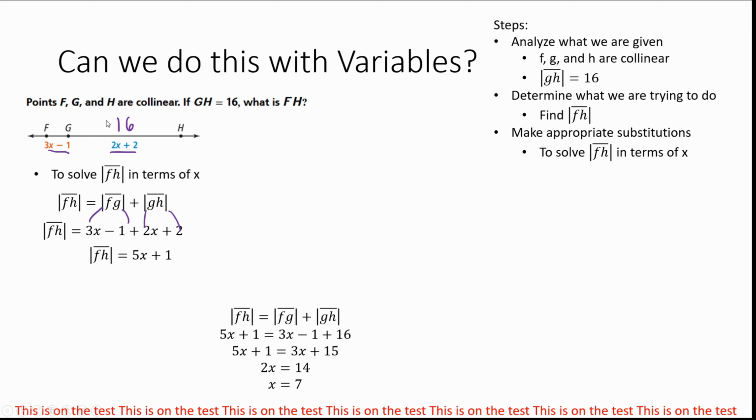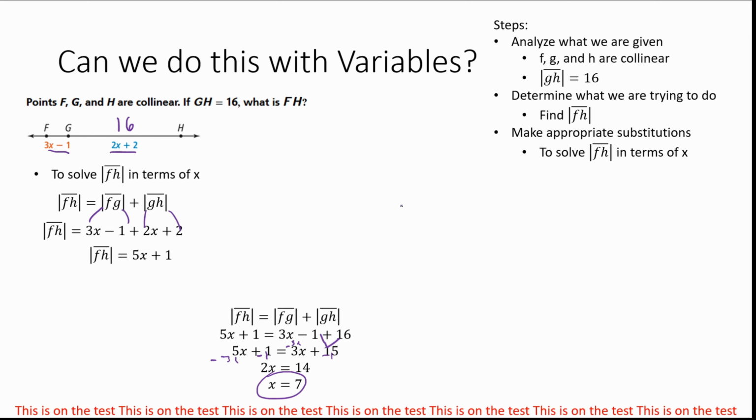We're going to use the alternate value here because we know that 2x plus 2 is equal to 16, and that's a little hint to show you a shortcut next time. So we can start by combining like terms. Negative 1 plus 16 yields positive 15. So now we have 5x plus 1 is equal to 3x plus 15. I'm going to subtract 1 from both sides, and that gives me 14. And I'm going to take the 3x from both sides, and that gives me 2x equals 14, so x equals 7.